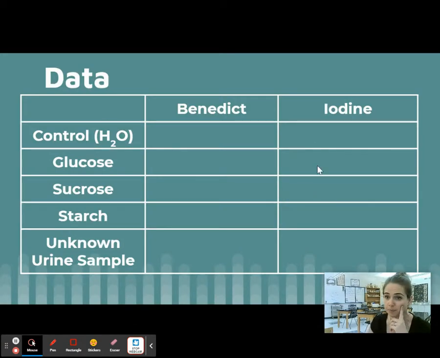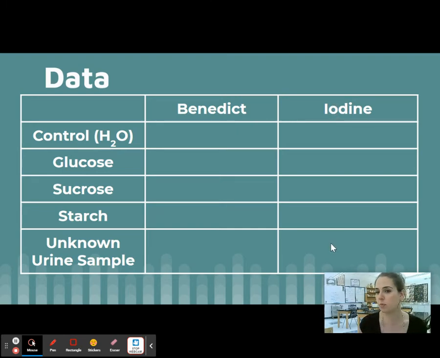The data table I have provided for you, all you're going to write in the data table is the color change of each of the different solutions. What we did with Benedict's was we added this blue substance to water, glucose, sucrose, starch, and an unknown urine sample. And then we had to put it in a hot bath to warm it up in order to activate the indicator. And Benedict's changes from a blue to orange when it's indicating the thing it indicates. That was the point of the lab, to figure that out.